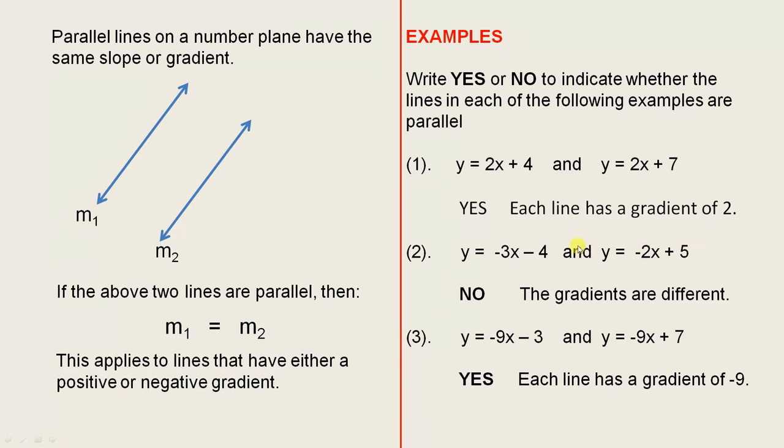For the second example, we have y equals minus 3x minus 4 and y equals minus 2x plus 5. The answer is no, they are not parallel. The gradients are different. That gradient is negative 3 and that gradient is negative 2. The third example, y equals minus 9x minus 3 and y equals minus 9x plus 7. Yes, they are parallel because each line has a gradient of negative 9.